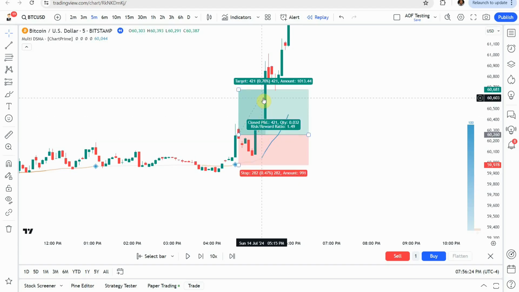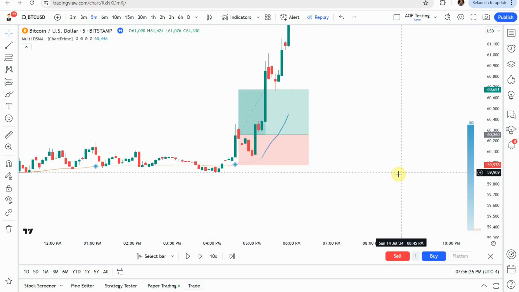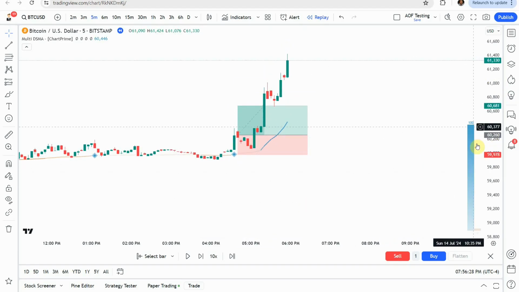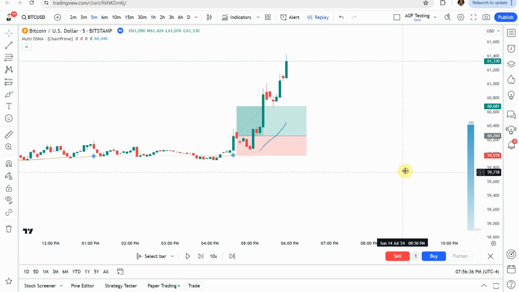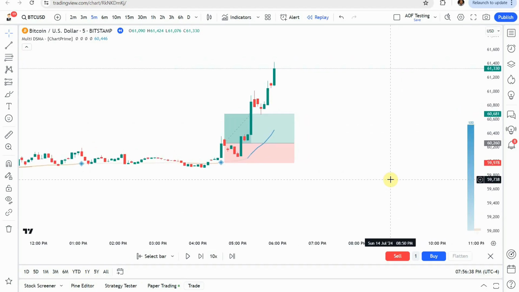And again, a really nice push to the upside there, getting us to take profit. And again, you can see how the histogram here changes from close to a 50-50 to a nice spike to a 100% there. All right, so that puts us at the end of the testing right there.